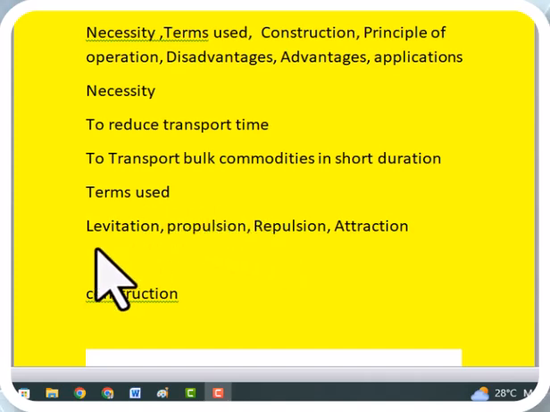Next, coming to the terms used, in this case we use terms called levitation, that is also called floating, and similarly propulsion, which means the movement of the wheels forward, and similarly repulsion, which is responsible for levitation or floating, and attraction of magnets, which is responsible for movement of the train forward.